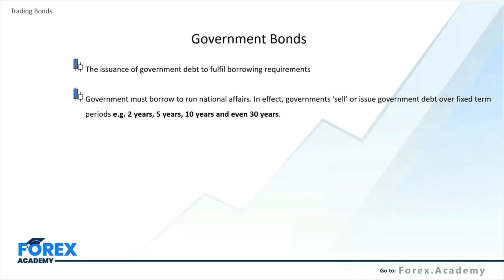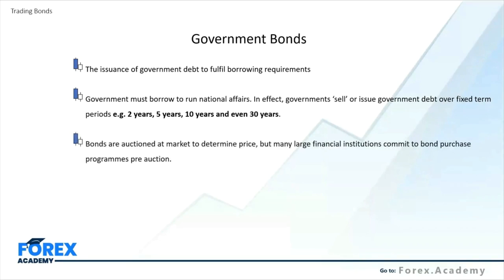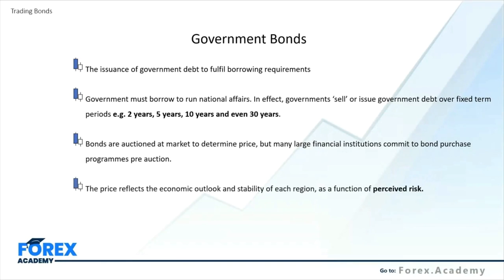So more commonly, in relation to government bonds, we see 2-year bonds, 5-year bonds, 10-year bonds, and 30-year bonds in the debt markets. Bonds are auctioned at market to determine price, but many large financial institutions commit to bond purchase programs pre-auction. The price reflects the economic outlook and stability of each region as a function of perceived risk.